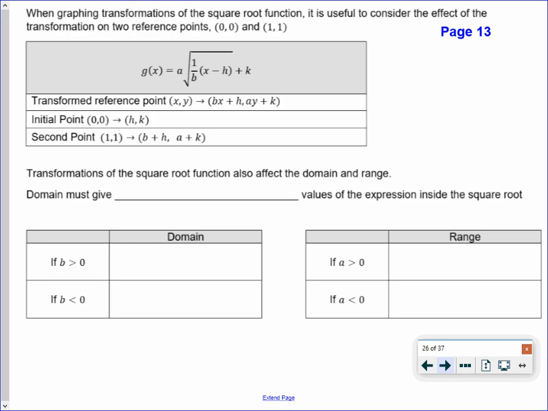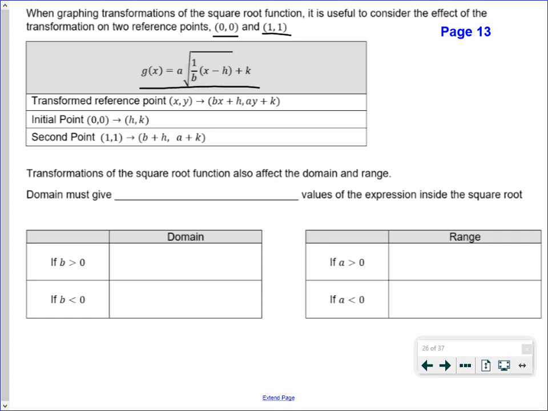So let's talk about how we're going to graph a transformation of our parent square root function. We're going to do that by using 2 reference points, (0, 0) and (1, 1). We only need these 2 points to figure out what our transformed function is going to look like.